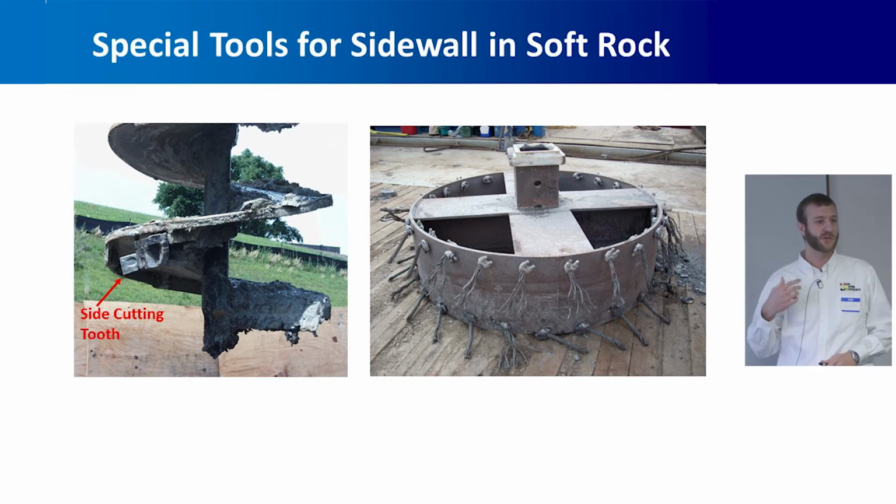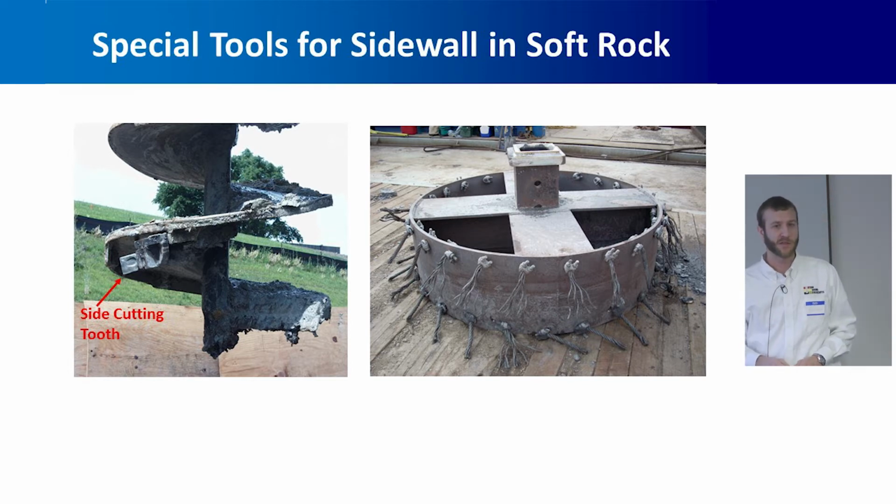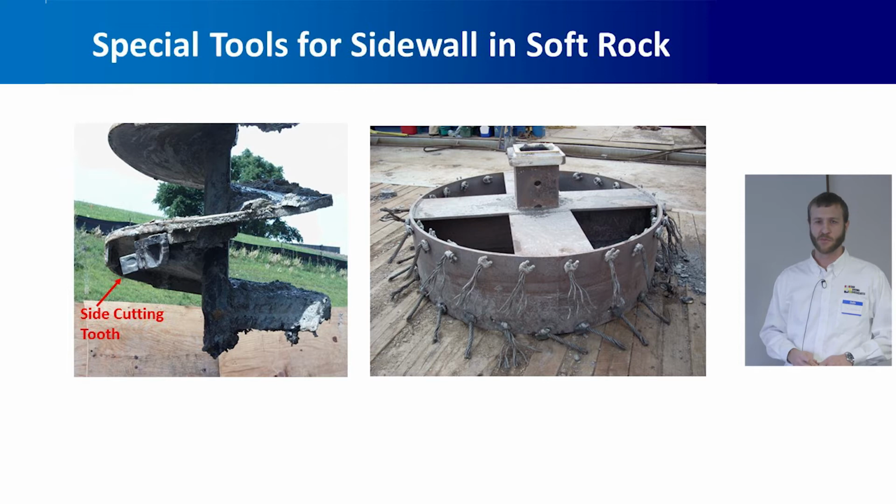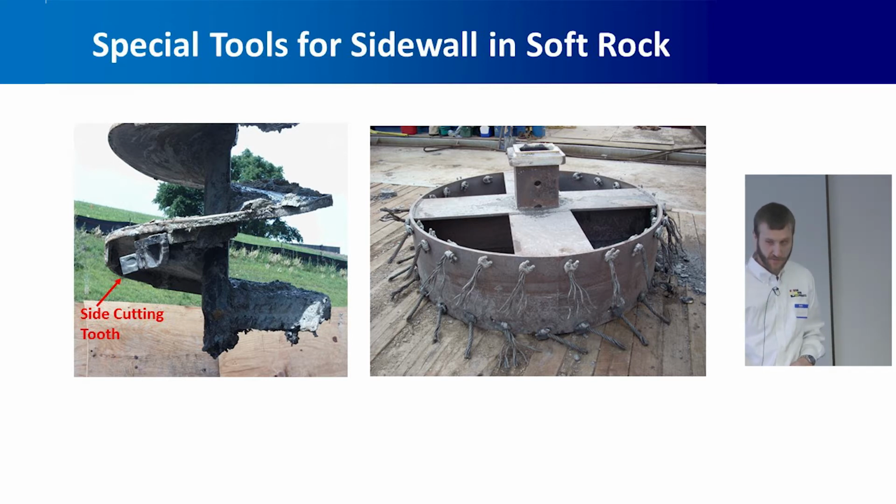Sometimes we need to scrape the sidewall. This particularly comes into play where you have degradable shales. So we have tools for that, like an auger with a scraping side cutting tooth, or what we call a back scratcher, which is basically just a cylinder with some wire cables attached to it.